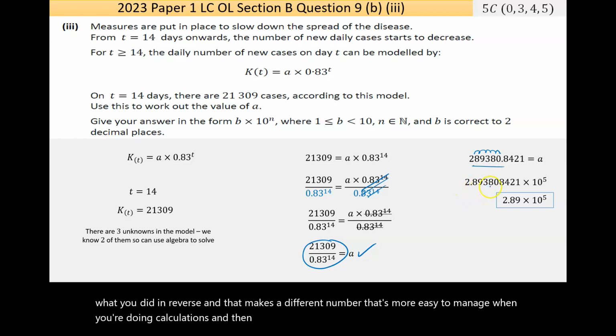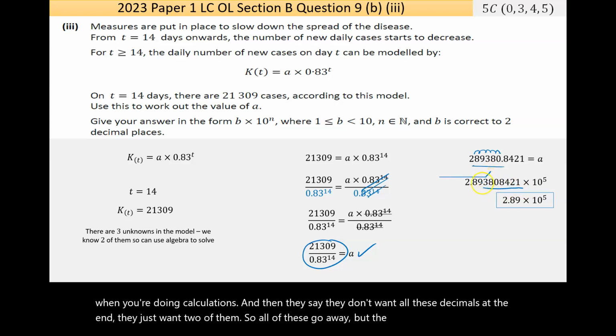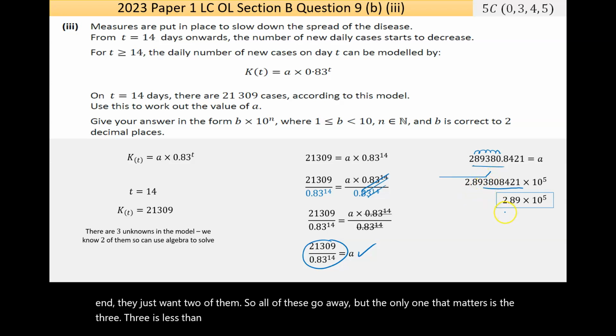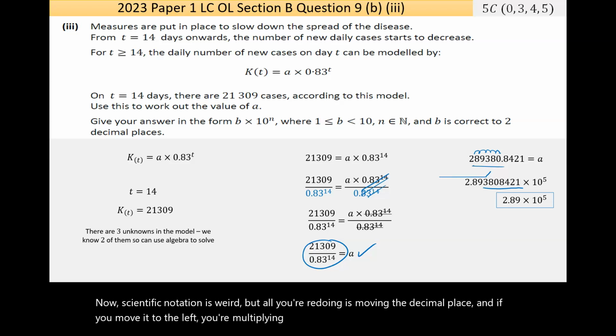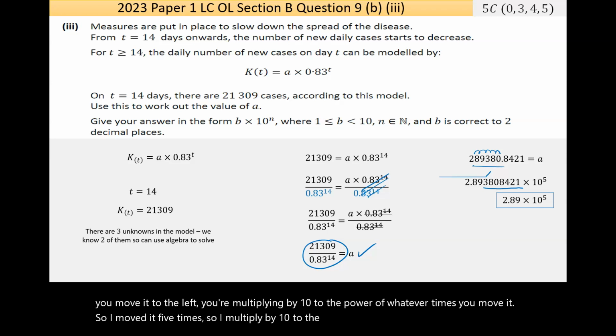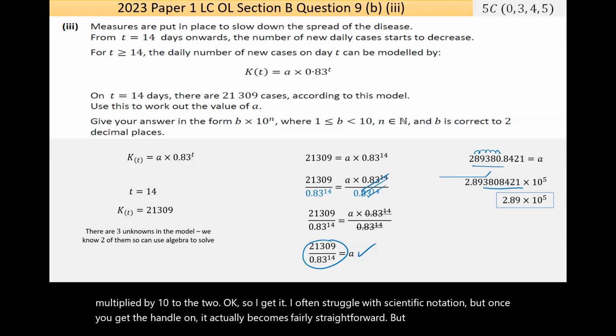And then they say they don't want all these decimals at the end. They just want 2 of them. So all of these go away, but the only one that matters is the 3. 3 is less than 5, so the 9 stays the same. Now, scientific notation is weird, but all you're really doing is moving the decimal place. If you move it to the left, you're multiplying by 10 to the power of however many times you move it. So I moved it 5 times, so I multiply by 10 to the 5. If I'd moved it twice, I would have multiplied by 10 to the 2. I've often struggled with scientific notation, but once you get the handle on it, it actually becomes fairly straightforward. But again, like all things, that's the case.